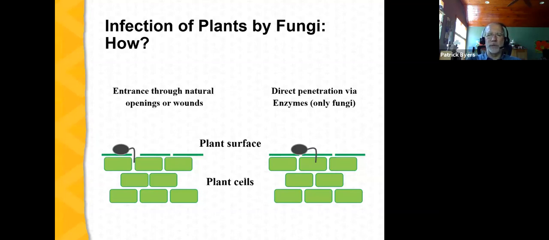But in some cases, fungi can actually penetrate plants actively. They produce enzymes which can break down protective layers on plants and allow the fungal body of the pathogen to enter the interior part of the plant. This is pretty much specific to fungi. Bacteria don't do this, viruses don't do this, mycoplasma don't do this either. But a number of fungal diseases can actually directly penetrate the tissue on the host plant.